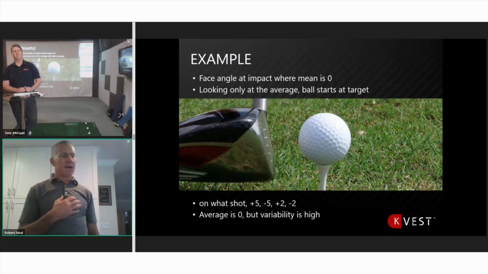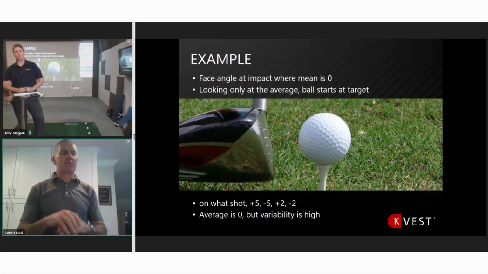So you go, oh wow, this guy does a great job in presenting the club face in a neutral orientation at impact. Yeah, we don't need to worry about that. And if you only had access to the mean data, that would be the conclusion you would have to draw. His average is 0. But not once did he actually present the club face at 0 at impact. Every time it was different from 0. It just happens that the average was 0.